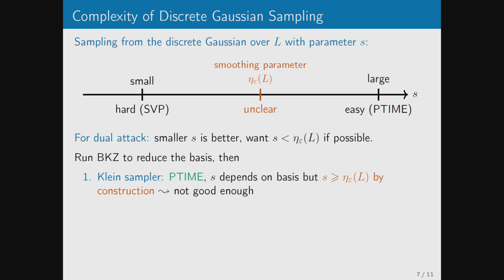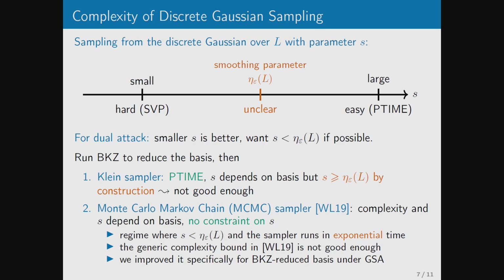So if you did it the naive way, you would run BKZ, and then you would use, say, a Klein sampler. And in a Klein sampler, the good thing is that you get a sample in polynomial time, always. So this is very efficient, but the s depends on the basis. So to get a smaller s, you need to reduce it more, which is costly. And independently of how reduced the basis is, s will never go below the smoothing parameter. And this turns out to be not good enough in our experiments to get a good complexity.